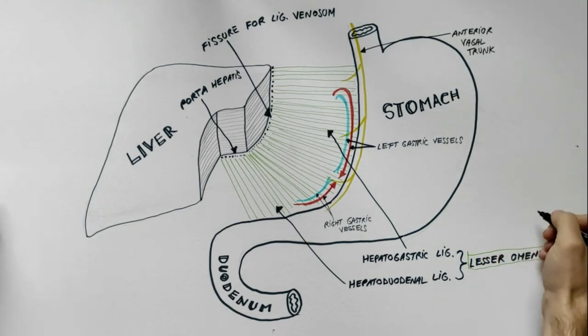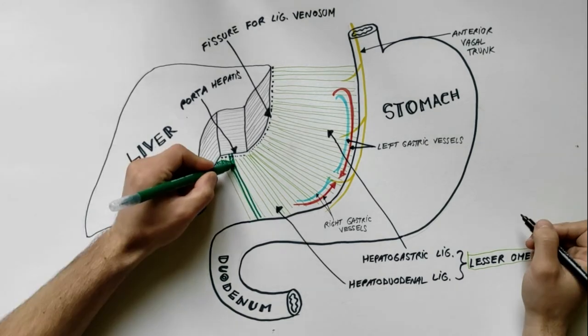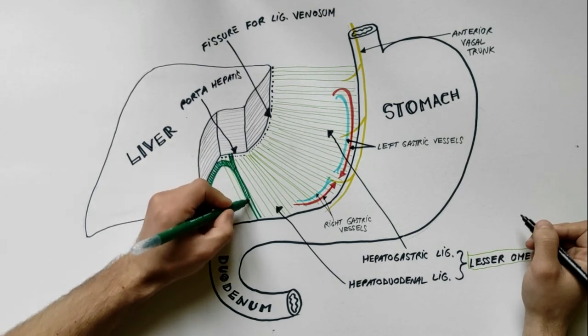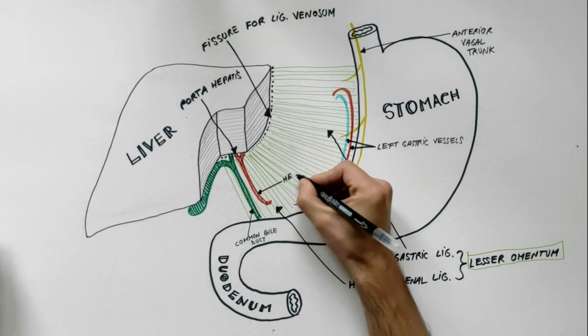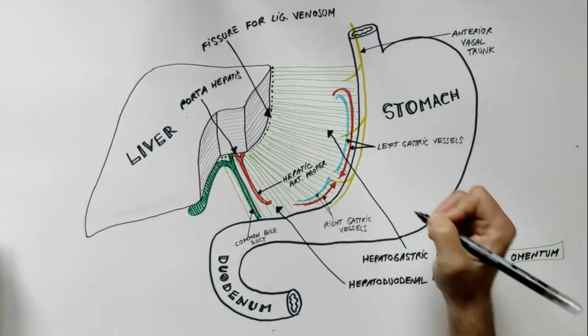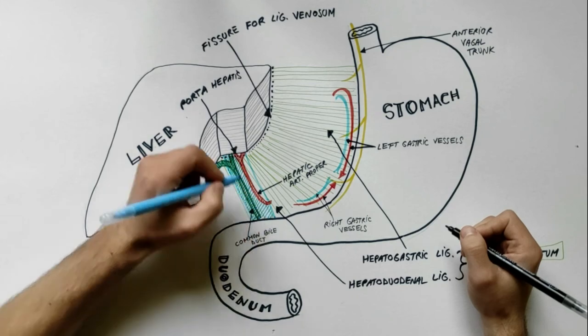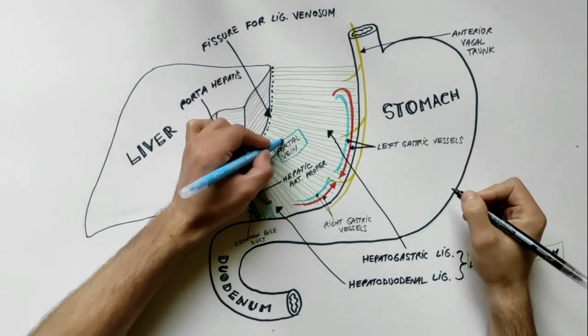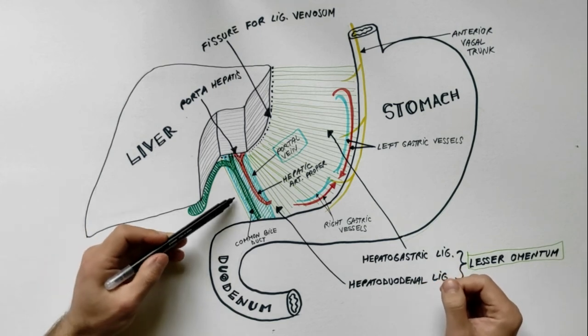Along the right free margin of the lesser omentum, or more exactly along the two layers of the hepatoduodenal ligament, runs the portal triad, composed of the common bile duct, the hepatic artery proper, and, placed posterior to the duct and the artery, the portal vein.